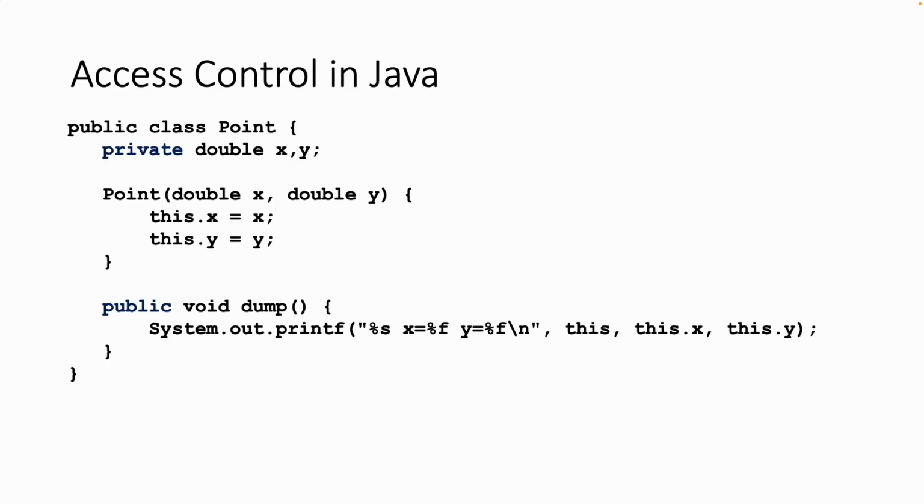So if we look at how we do this in Java, there is a keyword called private. In Java, we're making a point class with two double values, and we're saying X and Y are private, which means you can't access them outside of this class. The constructor is public and the dump is public. And so that just means that you can't access X and Y outside of the class, but you can access dump and the constructor.